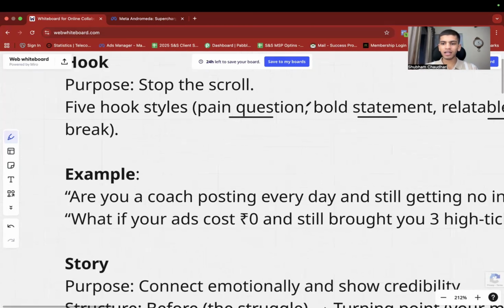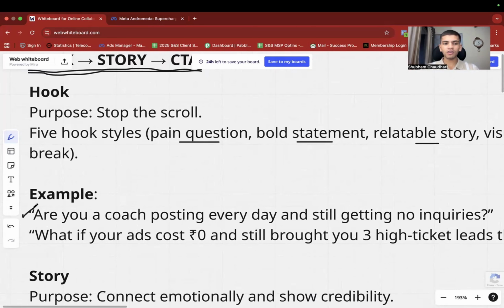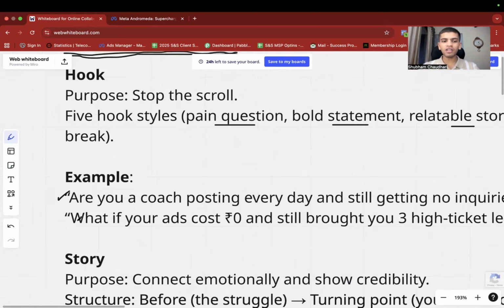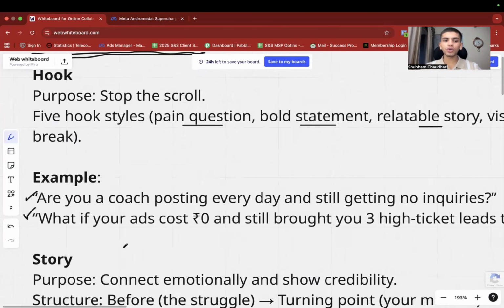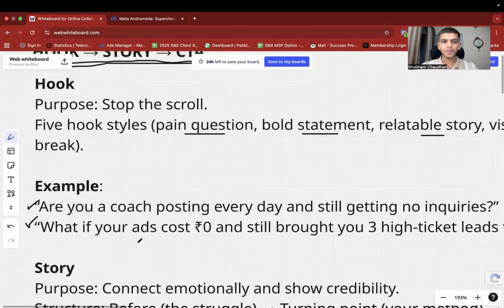Here are some examples that I have created. Are your coaches posting every day and still not getting inquiries? This is very similar to how I create my hooks. What if your ad cost 0 and still brought 3 high-ticket leads this week? This is something which brings up curiosity in them. You have to make sure that whatever hook you are using brings curiosity in them and holds them to watch the entire reel or story or whatever the entire video is that you have created.